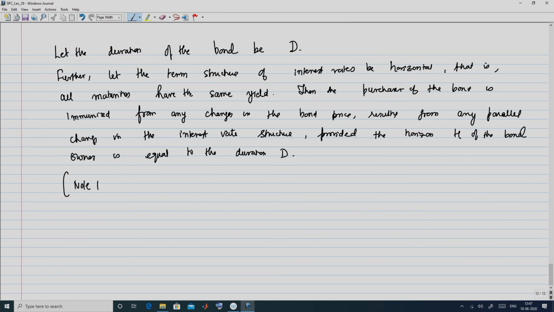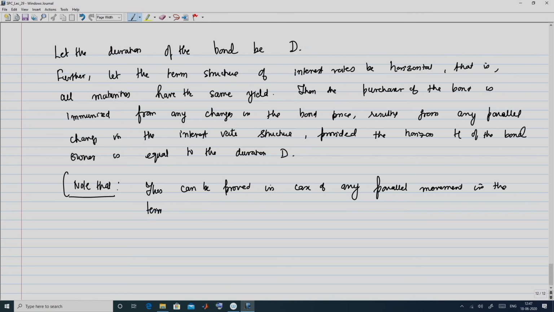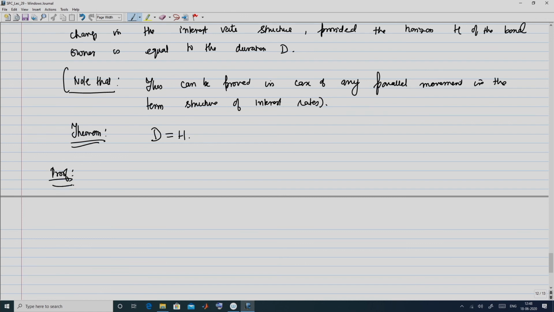So, now note that this can be proved in case of any parallel movement in the term structure of interest rates. We now state the following theorem; the statement of the theorem is very brief: D is equal to H. So, let us start off with the proof of this theorem.